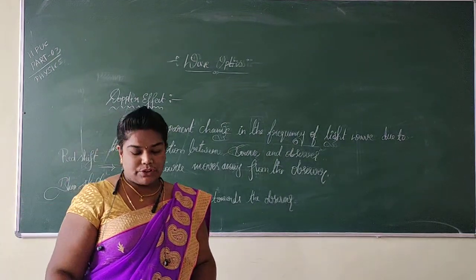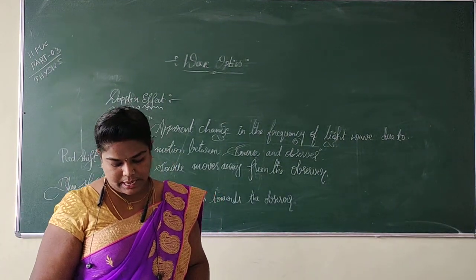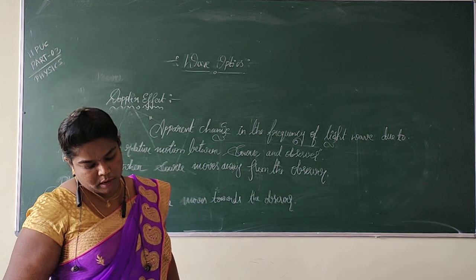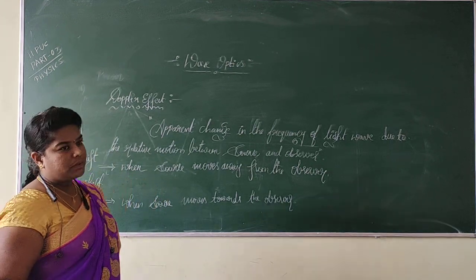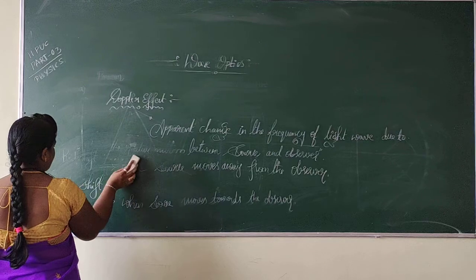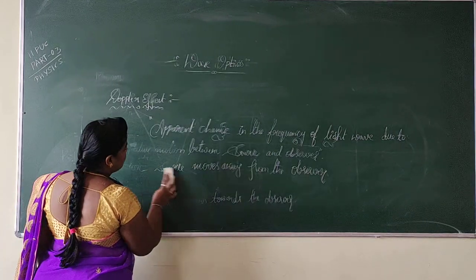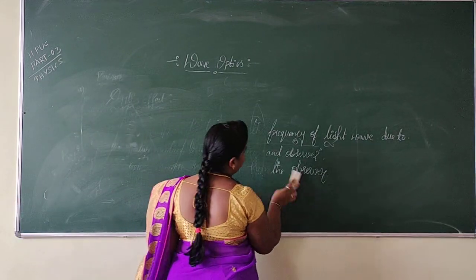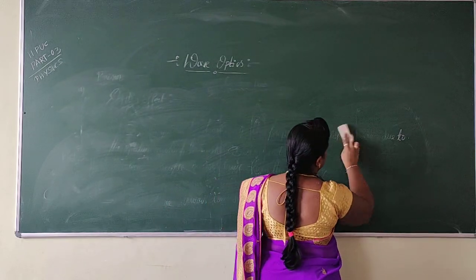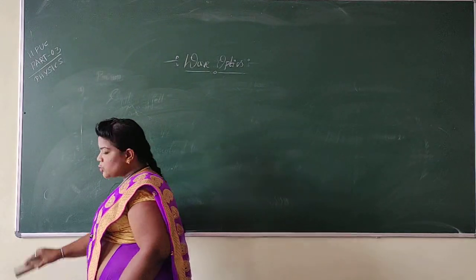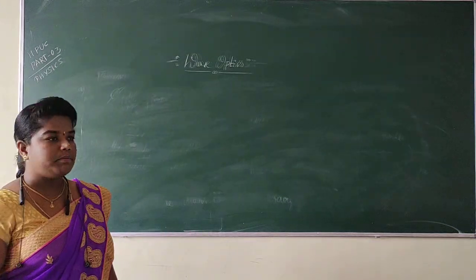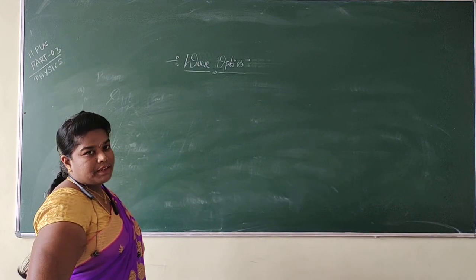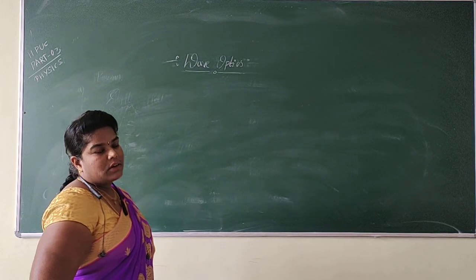So take down the definition for red shift and the blue shift. Red shift: when the source of light moves away from the stationary observer, the wavelength of the light shifts from the shorter wavelength to the longer wavelength, it is called red shift. Next, blue shift. When the source of light moves towards the observer, the wavelength of the light shifts from the longer wavelength to the shorter wavelength, it is called blue shift.